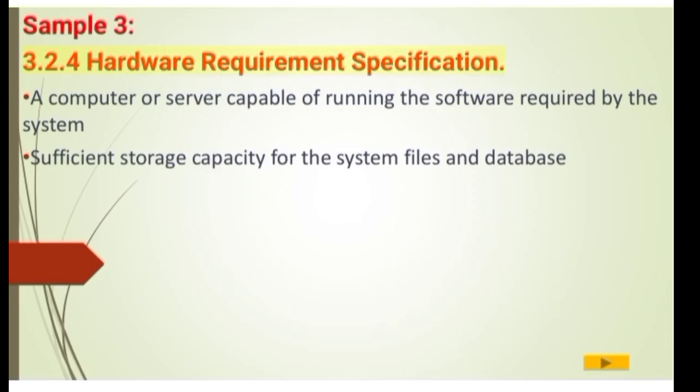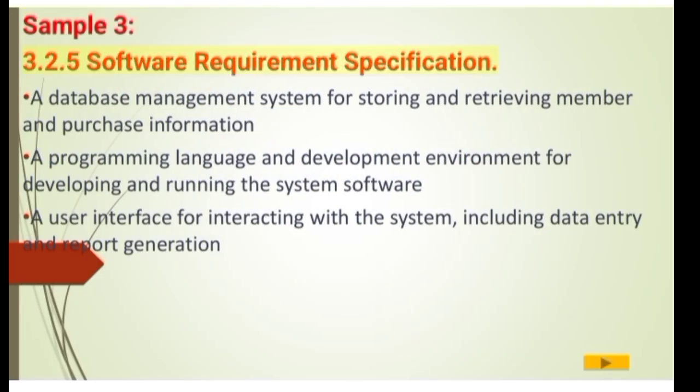Sample 3. 3.2.4 Hardware Requirement Specification. A computer or server capable of running the software required by the system, sufficient storage capacity for the system files and database. Sample 3. 3.2.5 Software Requirement Specification. A database management system for storing and retrieving member and purchase information, a programming language and development environment for developing and running the system software, a user interface for interacting with the system, including data entry and report generation.